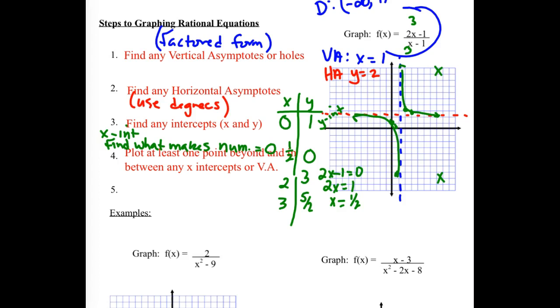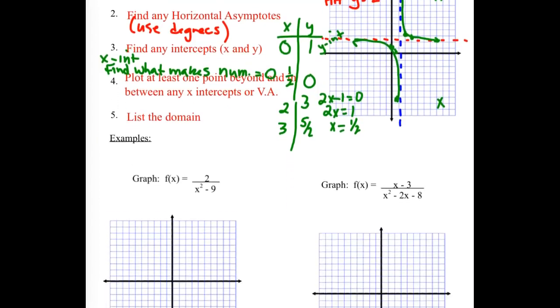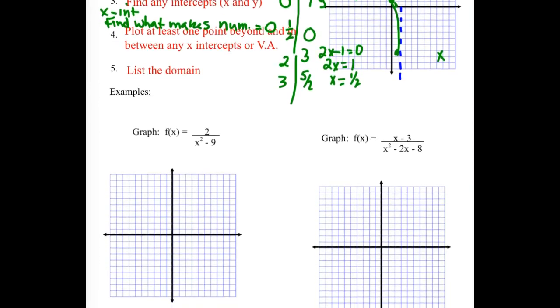Okay. Sometimes they will ask you for the domain. We did list it earlier. If it doesn't ask for it, I'm not going to require that you put it down. But that domain does lead to your vertical asymptotes and your holes. So we do kind of find it regardless. All right.